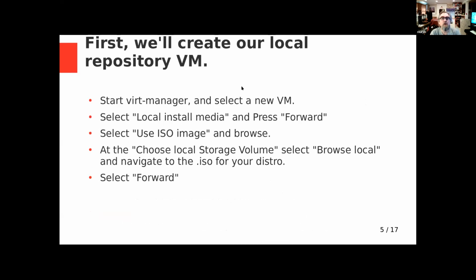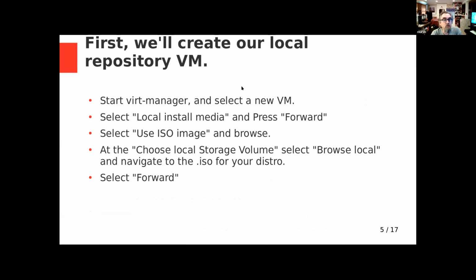So the first thing we're going to do is create a VM to be our local repository. This is going to be the one that all the other VMs are going to pull their packages from after you've set them up. So I'm going to go through the steps here, and then I'm going to go over to another screen, and I'm going to go through all of these things.